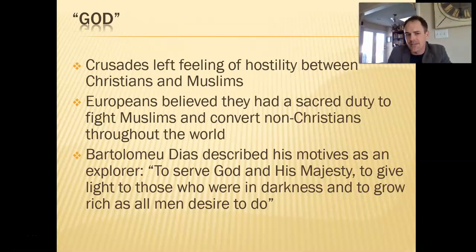It really left a bitter taste in the mouths of a lot of, especially Christians, of hostility and sort of built in Europeans this idea that they had a sacred duty to fight Muslims and convert non-Christians throughout the world. Look what one of the early explorers, Bartholomew Diaz, described as his motives: to serve God and His Majesty, to give light to those who were in darkness. In other words, share Christianity. And then look at this last one: to grow rich, as all men desire to do.